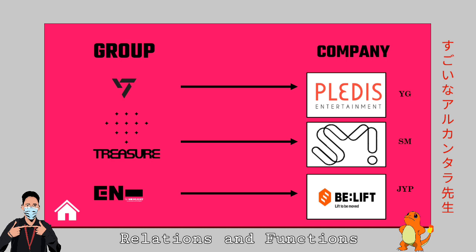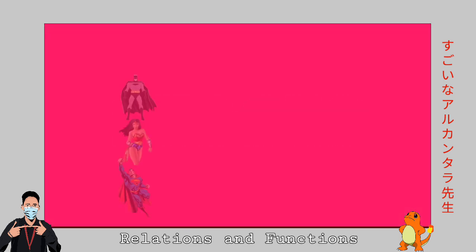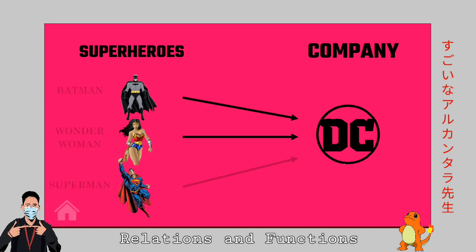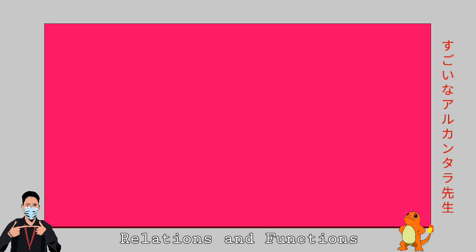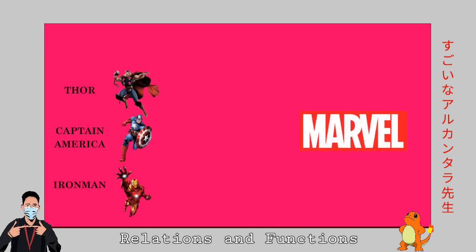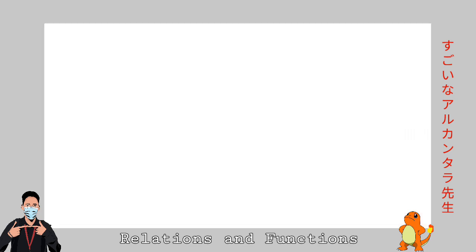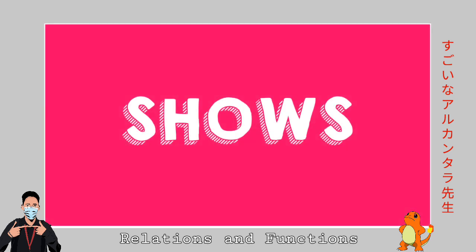But anyway, to continue, you can also look at heroes. We have these characters: Batman, Wonder Woman, and Superman, and they're all under the company DC. Same case for Marvel. We have the following characters: Thor, Captain America, Iron Man. They're all under Marvel. And then let's go with shows.